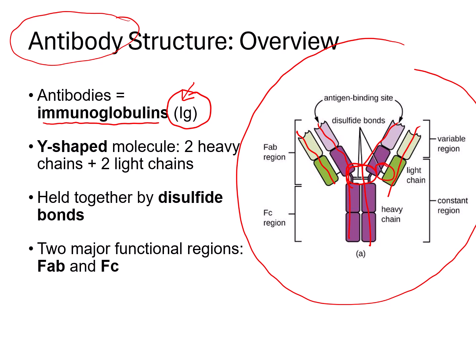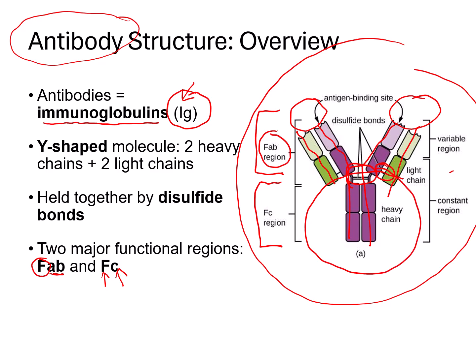There are two key functional regions to antibodies. The first is the top half over here, the FAB region, which stands for antigen binding fragment, and this is the part that will bind to antigens. We also have the FC region, that stands for crystallizable fragment, that will determine the class of the antibody and also be the region that interacts with immune cells. So understanding these regions helps to explain how antibodies neutralize and eliminate pathogens.